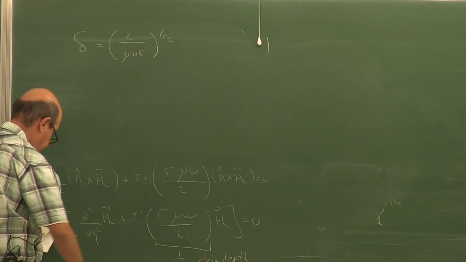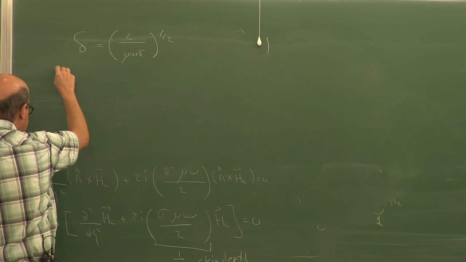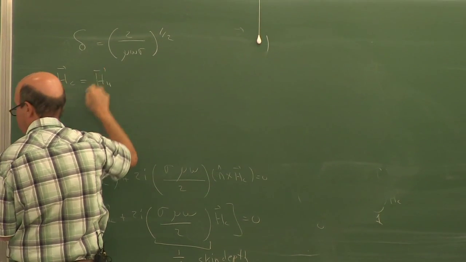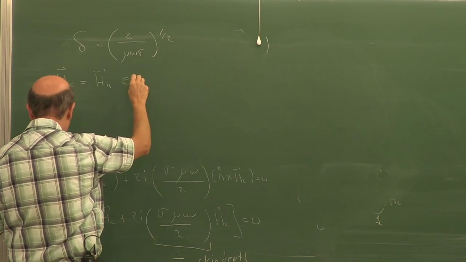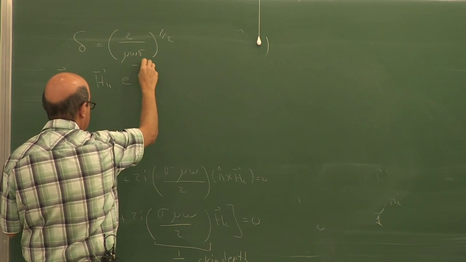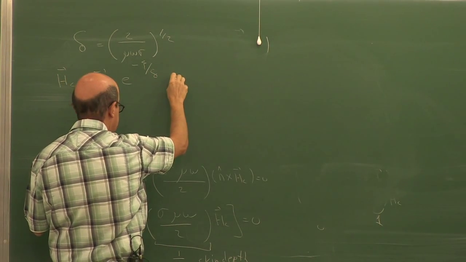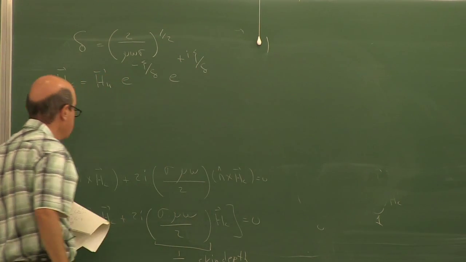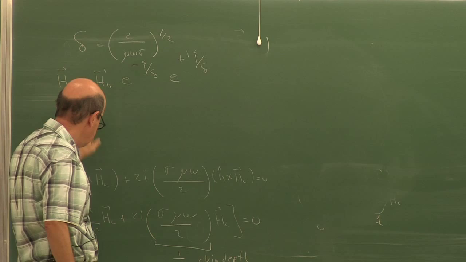The solution of the differential equation is exponential. The H field in the conductor, mainly close to the H parallel from the boundary conditions, is decaying exponentially, that is e to the minus psi over skin depth, and at the same time it is oscillating, e to the i psi over skin depth. So this is the H field in the conductor. Indeed, if you substitute this, it will satisfy the equation.